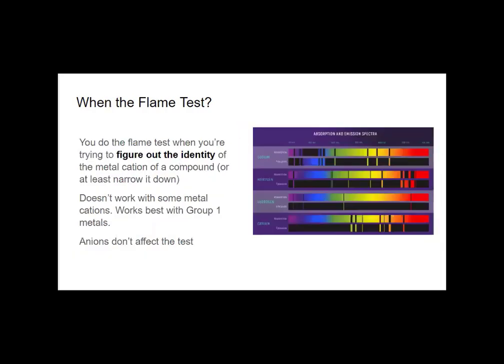When do we use the flame test? We do the flame test when we are trying to figure out the identity of the metal cation in the compound, or at the very least, narrow it down to specific ions. It works best with group 1 metal ions and does not work with some metal cations. Lastly, anions of the compound do not affect the test, which will be delved into later.